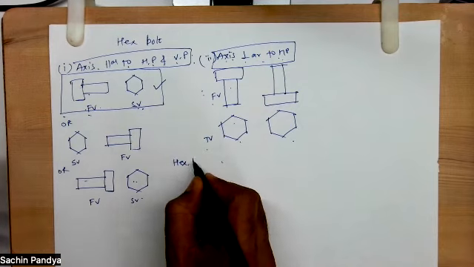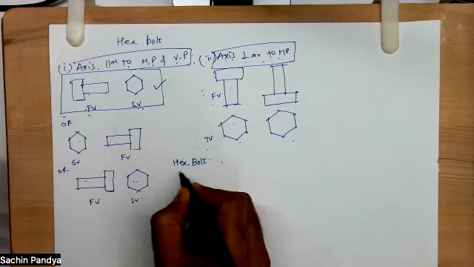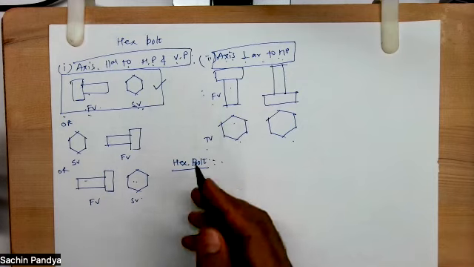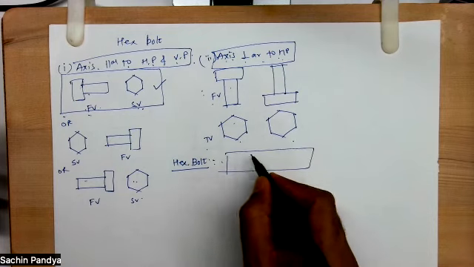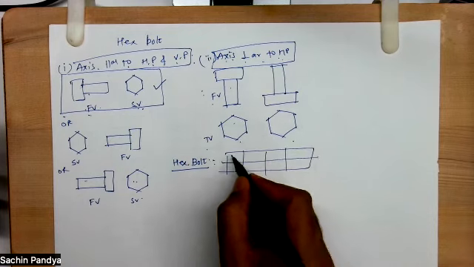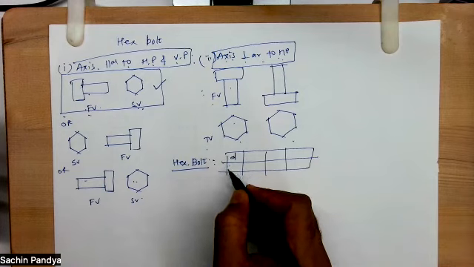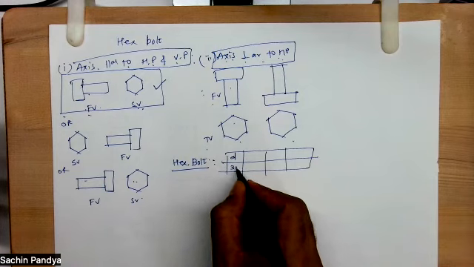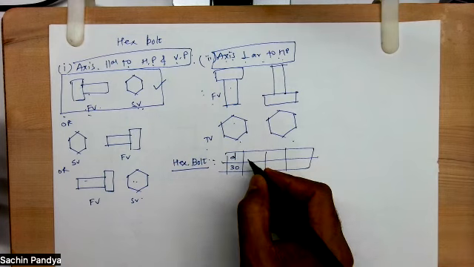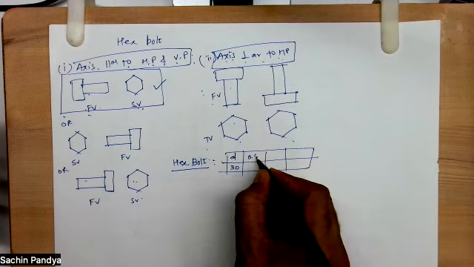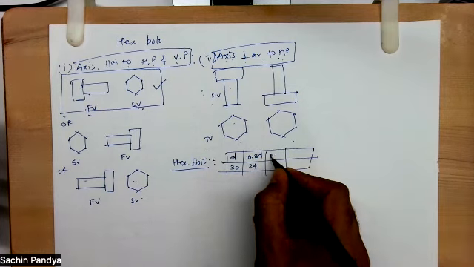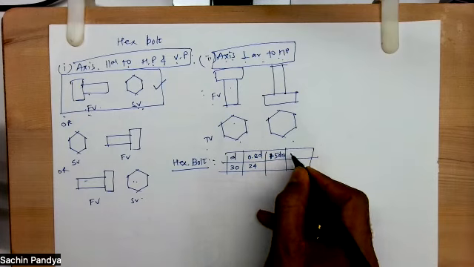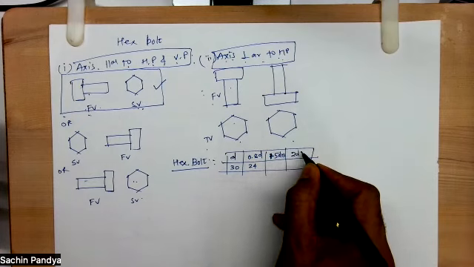So when you have to draw a hexagonal bolt, first I will draw a box. Again, same. In this also they will give you D. D is diameter, which is 30. So what do we need to find out? We need to find 0.8D, which is 24, 1.5D plus 3, and 2D plus 6.